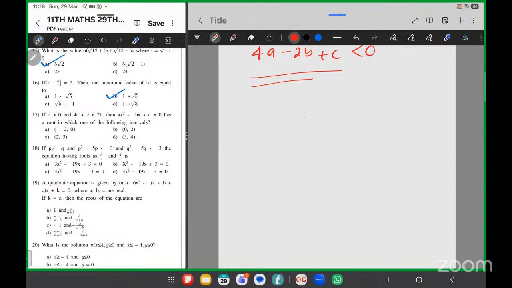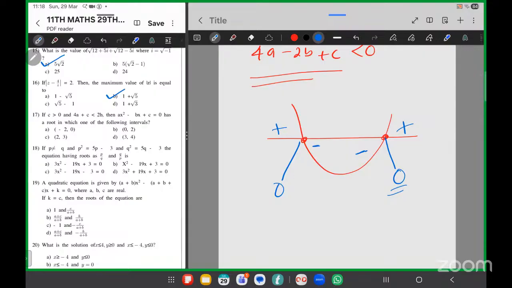For example, when you consider a quadratic equation, these are the two roots. At this point, the equation becomes 0. Here also the equation becomes 0. After that, it is positive. Before that, the function is negative. Or here, after is minus, before is plus. That means if you want to say that in between there is a root, there should be a transition from positive to negative or negative to positive.